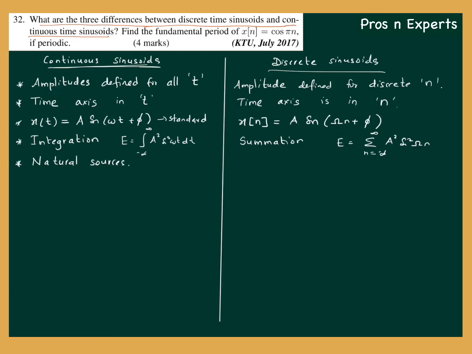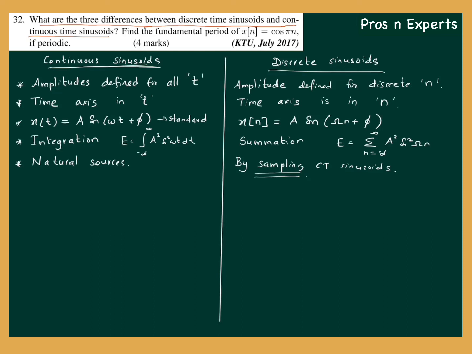Okay, but in the case of discrete time sinusoids, if at all they are obtained, they are from digital sources or obtained by sampling continuous time sinusoids. That's the only method of obtaining discrete time sinusoids from continuous time sinusoids, by a process called sampling. Okay, that is the first part of the question.